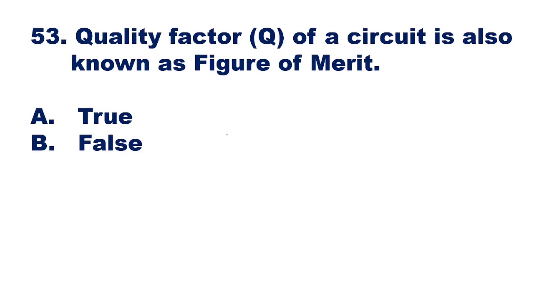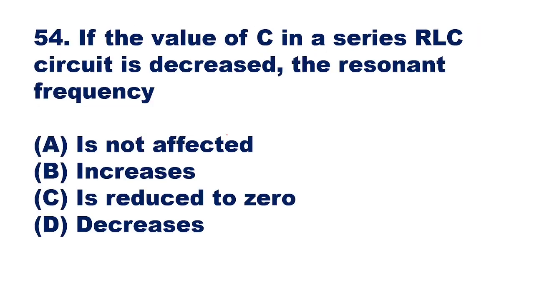Quality factor Q of a circuit is also known as figure of merit. Obviously, the quality factor Q, which is reactance upon resistance, which can be XL upon R or which can be XC upon R, is also known as figure of merit. So this statement is correct. So option A is the right answer. It is true. Then we'll go to the next question.